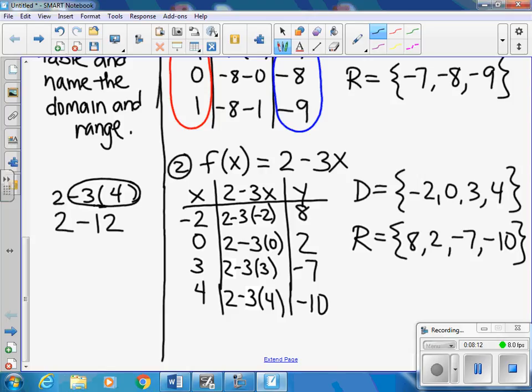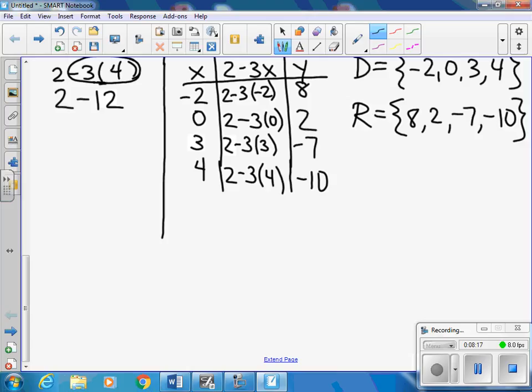All right, for the next part of the notes, what we're going to do is take a look at some tables already made, and all you're going to have to do is name the domain and range. So it's just focusing on that one aspect. They'll already be completed.